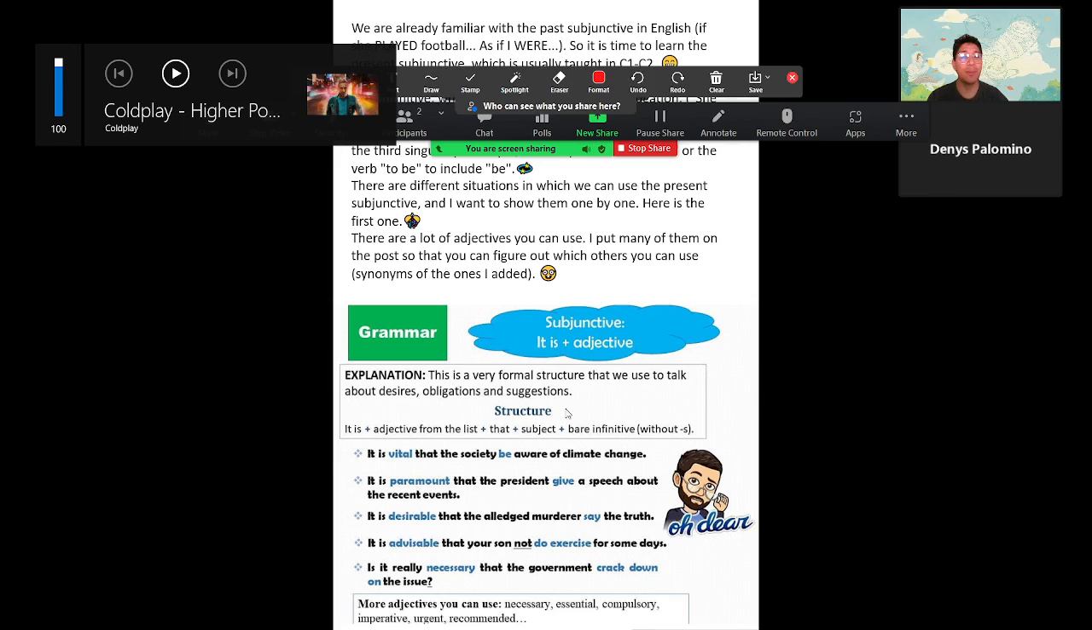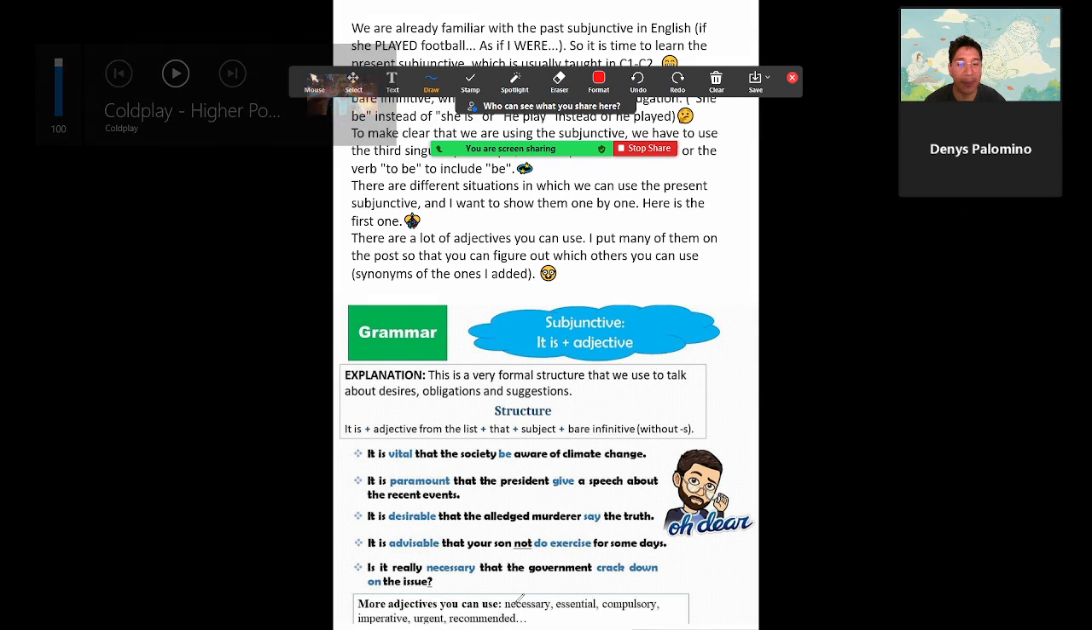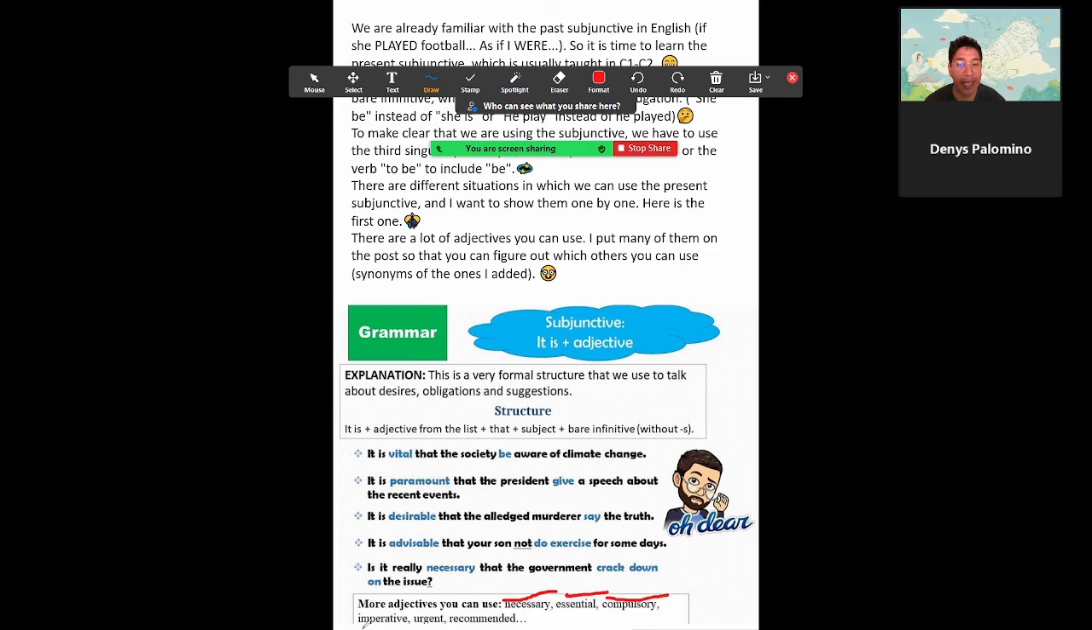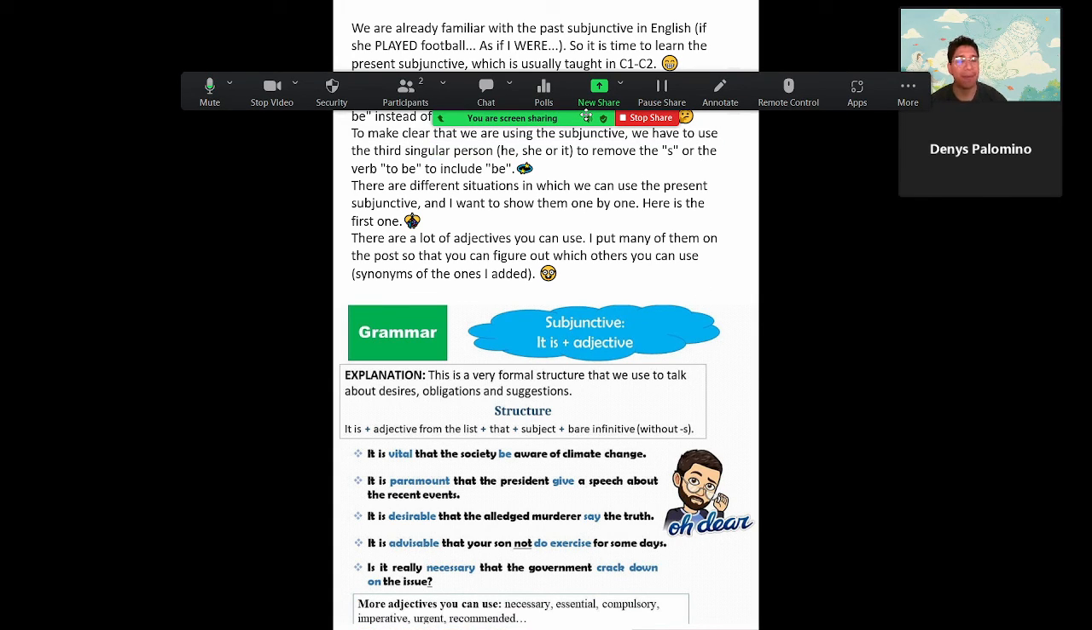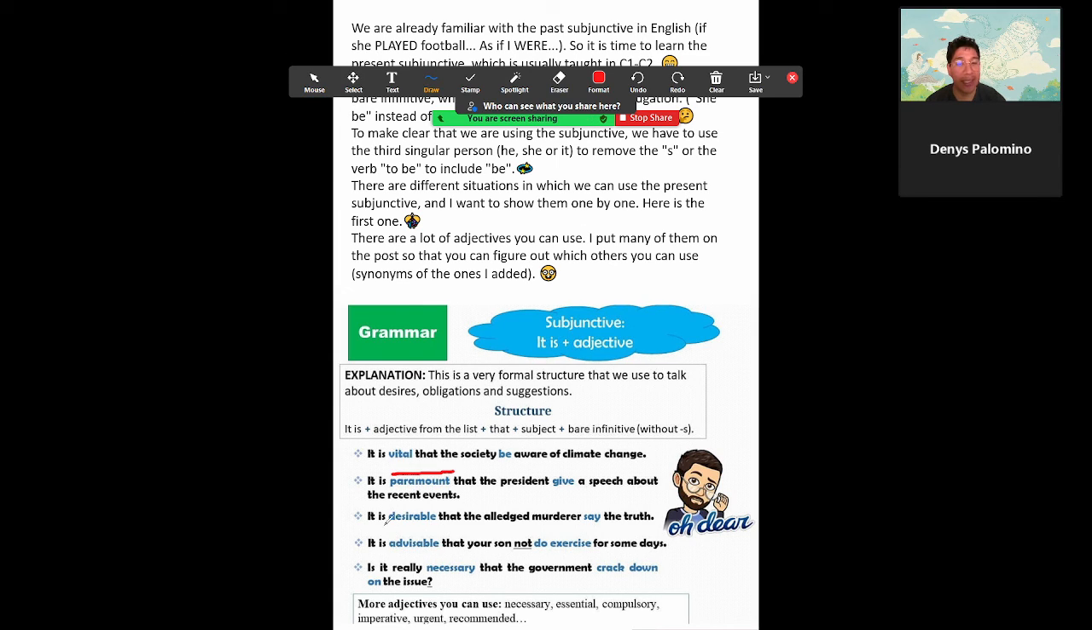Entonces aquí te he agregado adjetivos como por ejemplo necessary, essential, compulsory, imperative, urgent and recommended. Estos son los que mayormente usamos cuando queremos dar una recomendación, sugerencia, pero haciendo énfasis. También adjetivos como paramount, desirable, advisable. Palabras que tengan sinónimos. Ya hemos trabajado que el sinónimo de important viene a ser paramount, vital. Desirable is like wish.